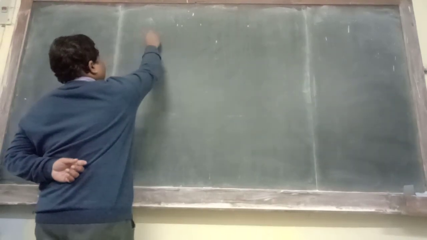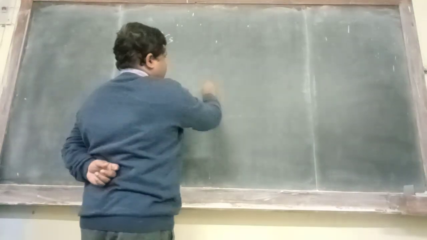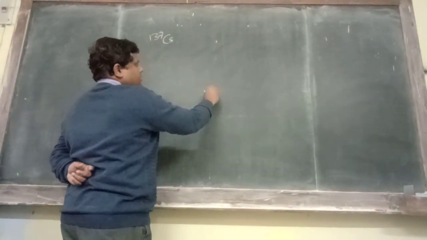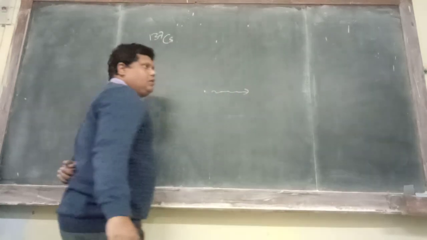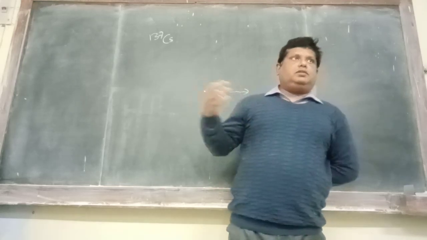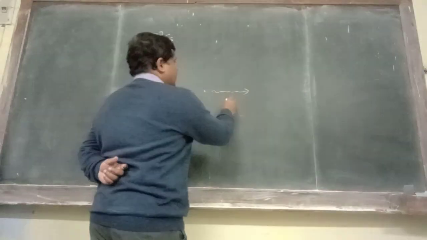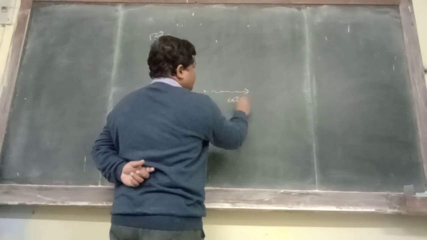Suppose we have this cesium-137 source, and so this is your source, and from here what do we have? Predominantly, along with beta decay, we have predominant gamma emission having energy of 662 keV.